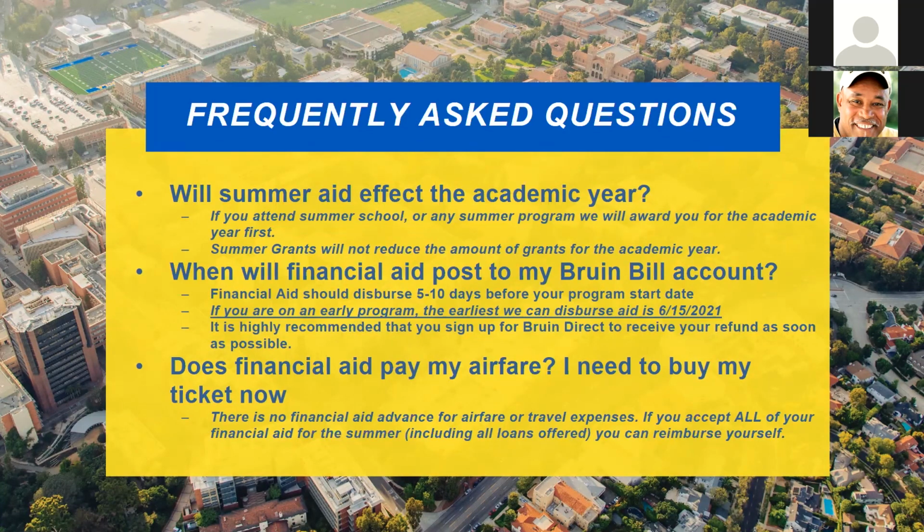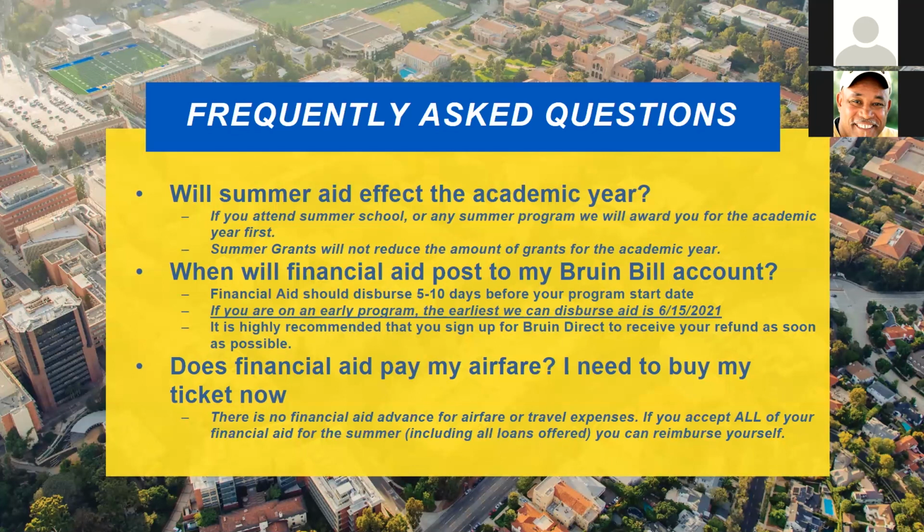Now, some of the frequently asked questions are, will summer aid affect the academic year? It's a yes, no answer. Basically, it does not affect it, but it can affect your loans because let's say for a junior student, a junior dependent student, they can get up to $7,500 for the year. And that includes summer, fall, winter, and spring quarter. Summer is the first quarter of the academic year at UCLA. So between the summer, fall, winter, spring quarters, a dependent junior can get up to $7,500.